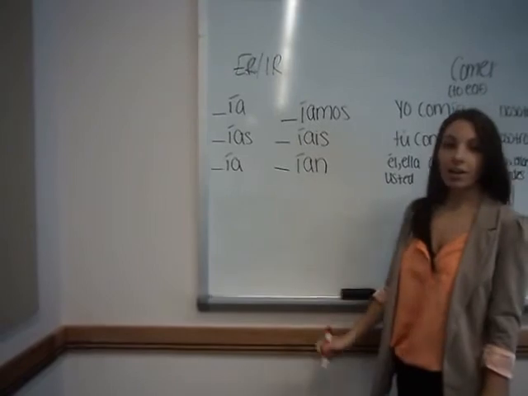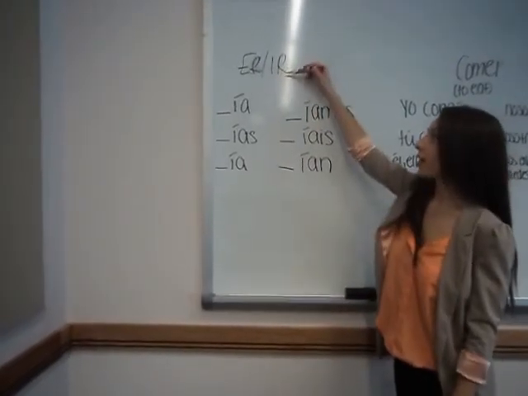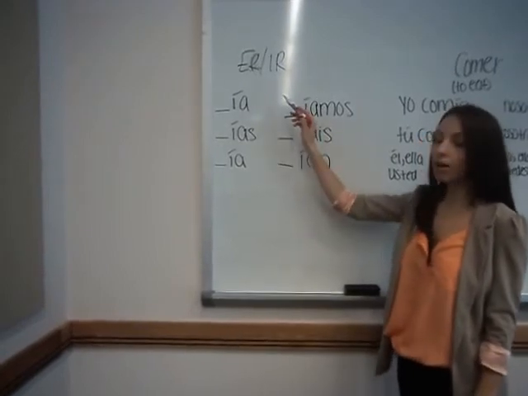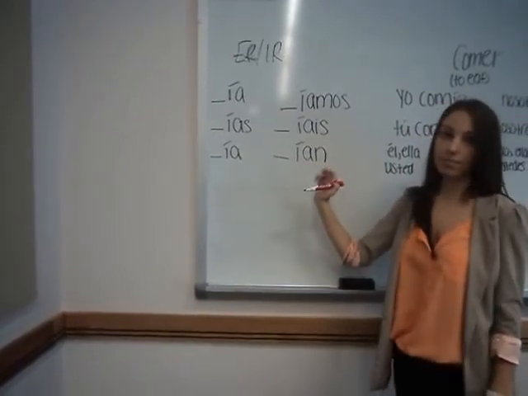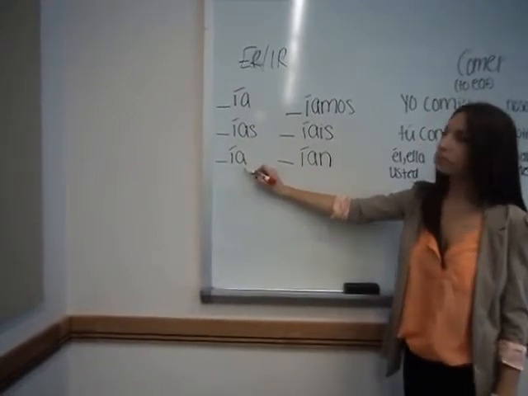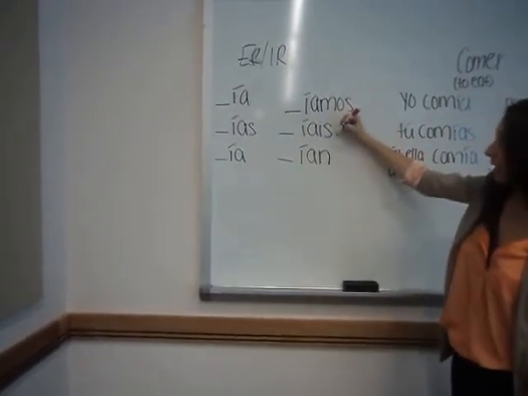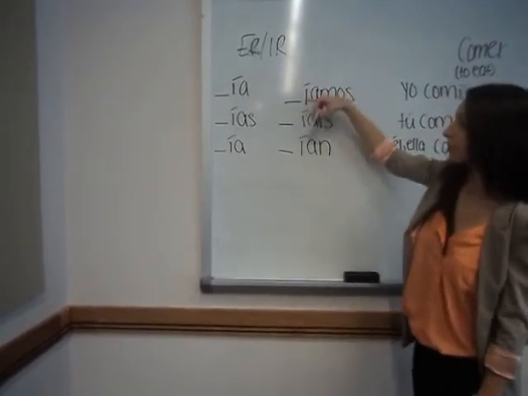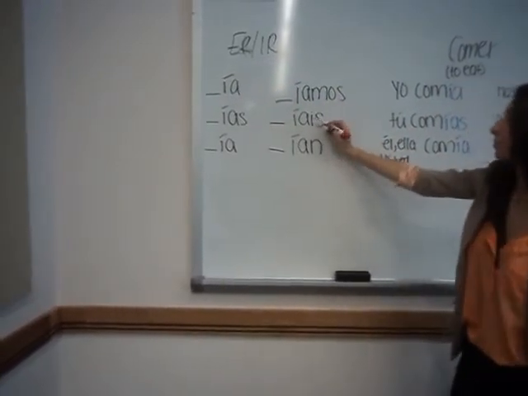Now that we learned the AR endings, we can move on to ER and IR. Just like in preterite, the imperfect endings for ER and IR are exactly the same. So we have ía, ías, ía, íamos, íais, and ían. Now, don't forget these accent marks because they're very important. You have to have them.